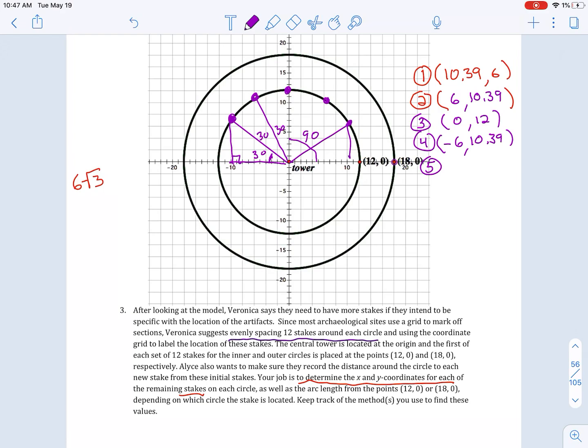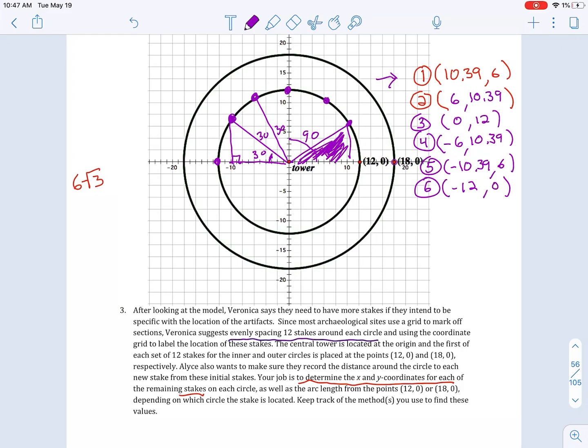And now it's mirroring the same as this one that we had over here. And what was that? Well, that was stake 1. But this time we're going 10.39 to the left, and we're going 6 up. So you can see how these numbers really start to have a lot in common. So for stake 6, way over there, it's going to be 12 to the left and 0 up or down. Now we're halfway done, okay?